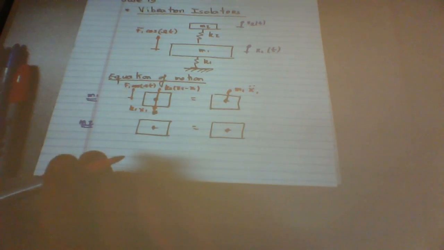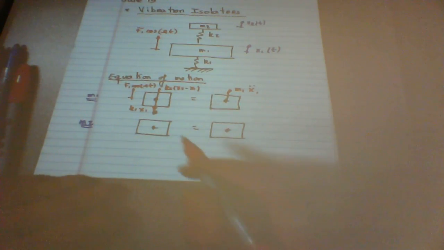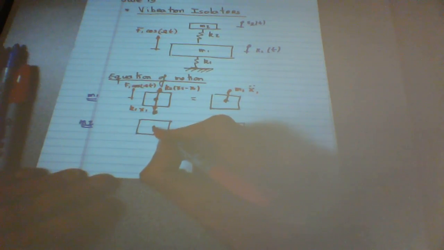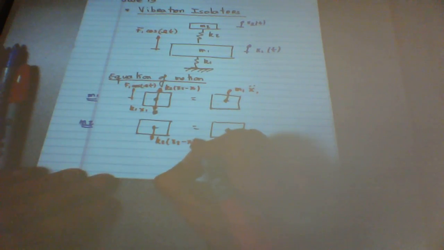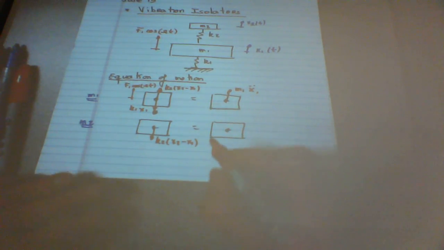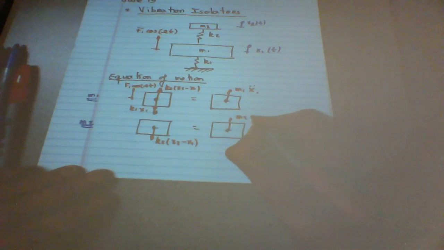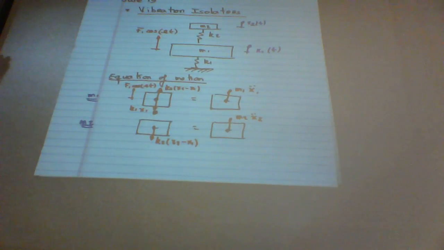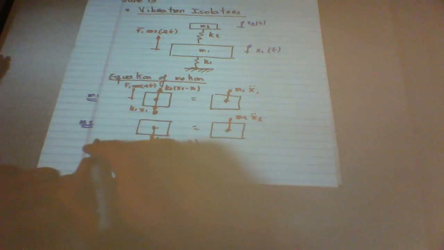If we do the same thing for mass 2, what are we going to have? K2 (X2 minus X1) going down. So action, reaction: K2 (X2 minus X1) going down. And I think that's it. And here M2 X2 double dot. We could have done this one also using Lagrange, but let's just continue.